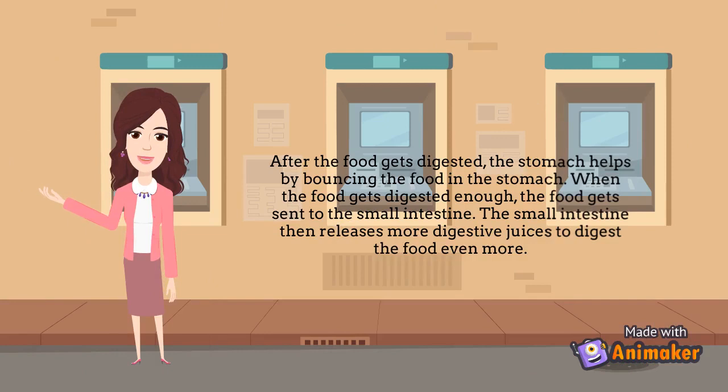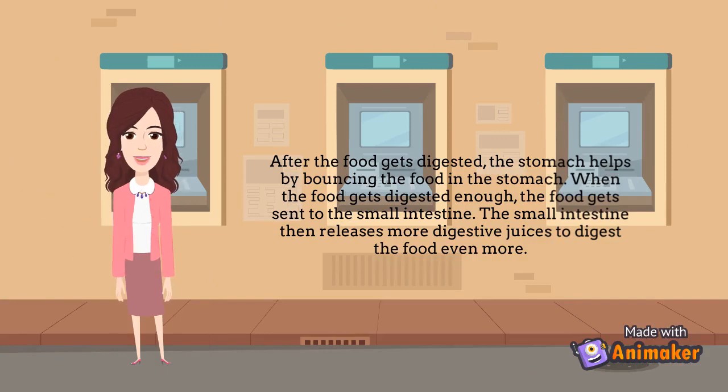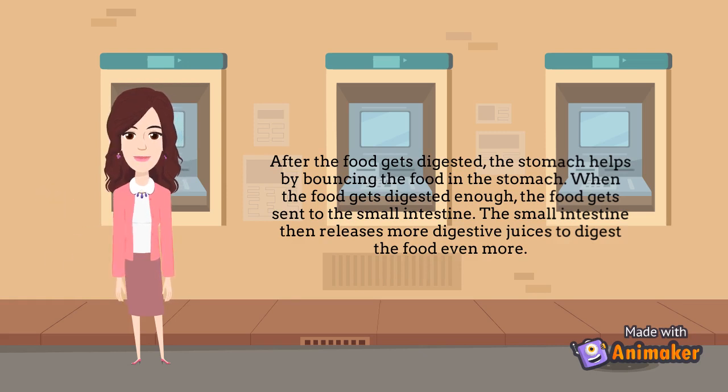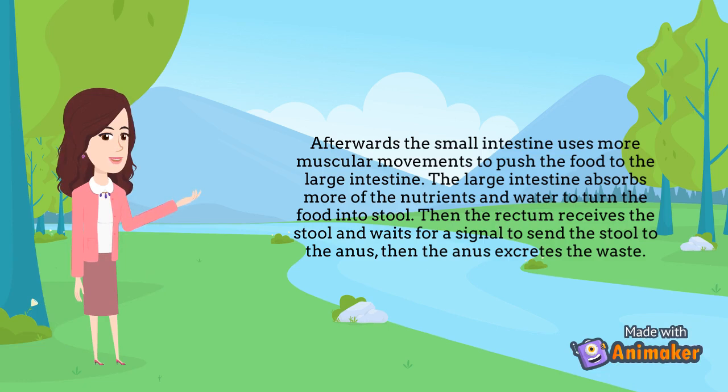After the food gets digested, the stomach helps by churning the food in the stomach. When the food gets digested enough, the food gets sent to the small intestine. The small intestine then releases more digestive juices to digest the food even more. Afterwards, the small intestine uses more muscular movements to push the food to the large intestine. The large intestine absorbs more of the nutrients and water to turn the food into stool. Then the rectum receives the stool and waits for a signal to send the stool to the anus, then the anus excretes the waste.